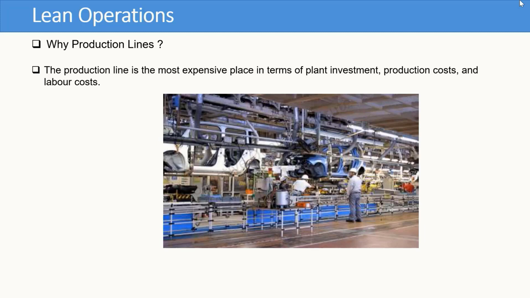Why production lines? Why all this effort to implement the lean system in the production lines? Simply because the production line is the most expensive place in terms of plant investment, production costs, and labor costs.